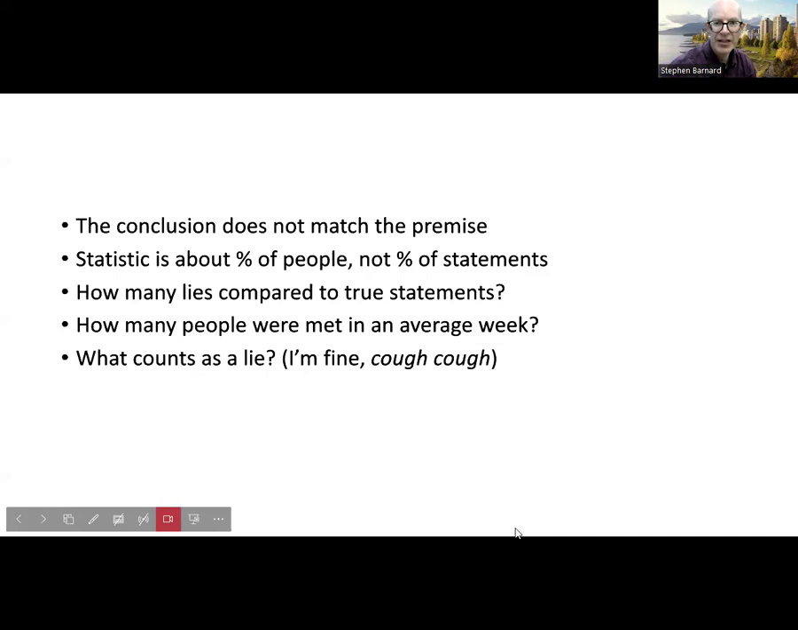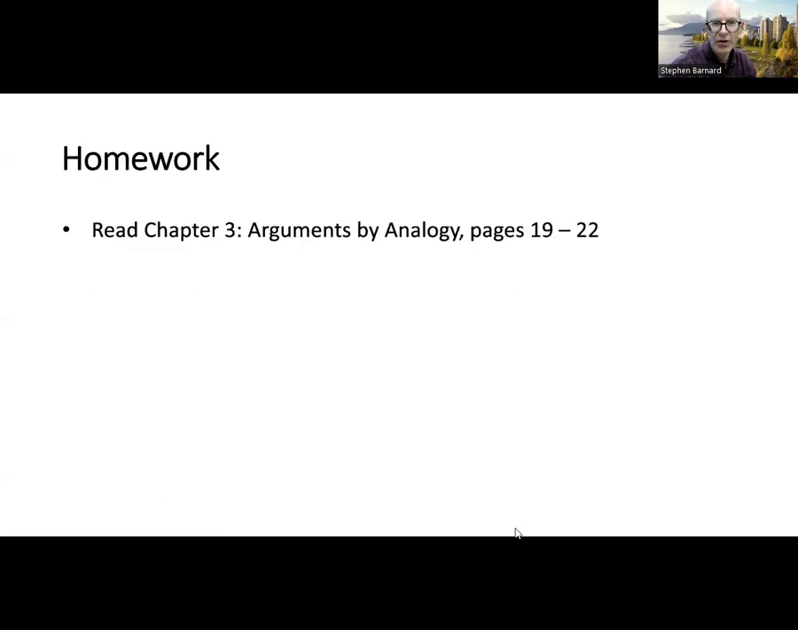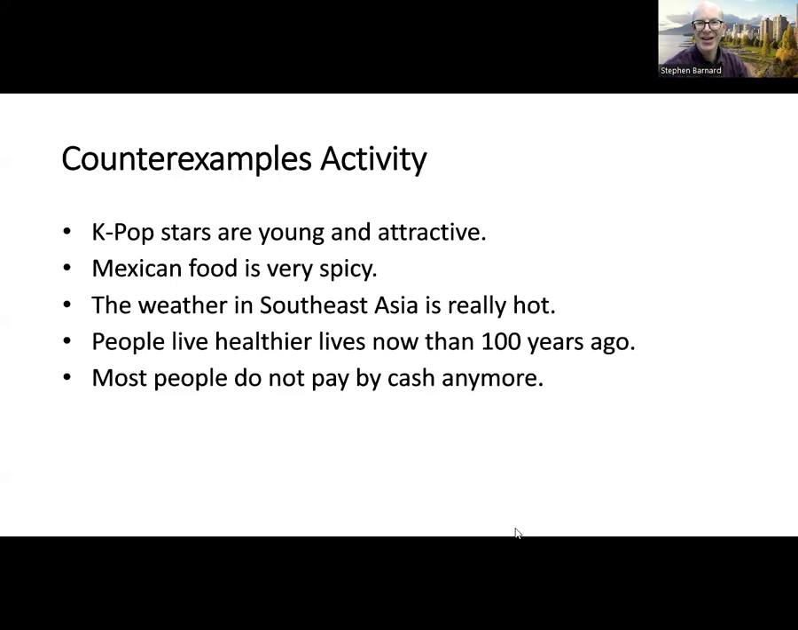And I believe it is now time to go to, oh, here's a great counter. We didn't have time to do this one in class. All right, we don't have time to do this one in our next class, but just something to think about over the Easter weekend when you watch this lecture. If you wanted to take a look at one of these different generalizations, like K-pop stars are young and attractive, Mexican food is very spicy, the weather in Southeast Asia is really hot, people live healthier lives now than 100 years ago, or most people do not pay by cash anymore.